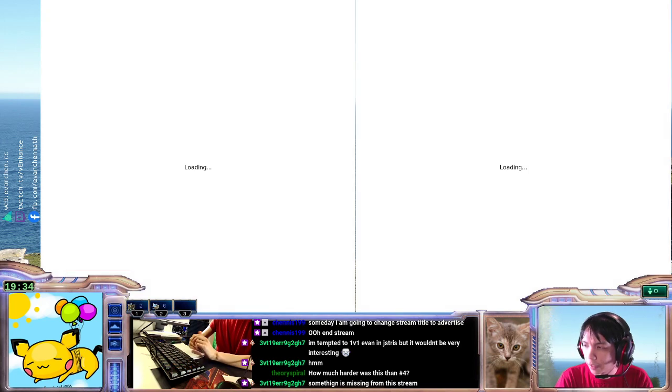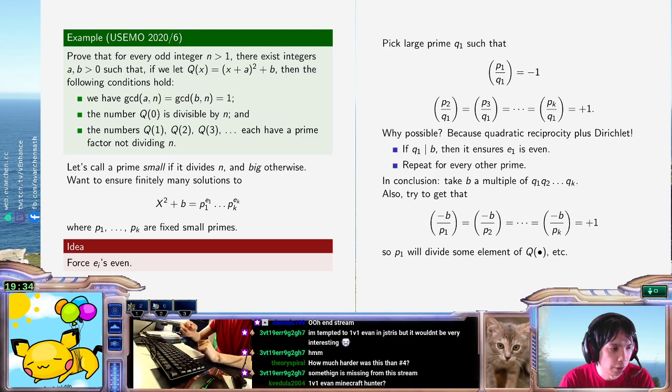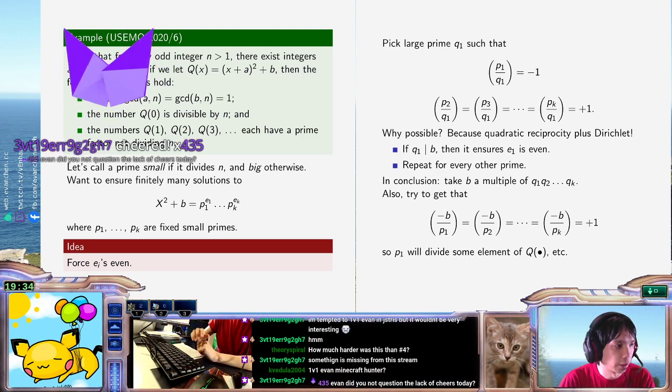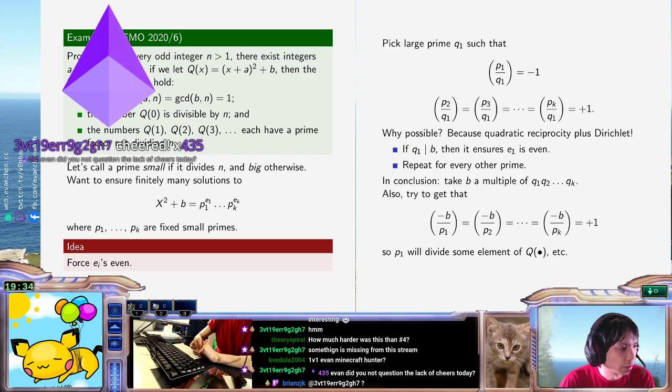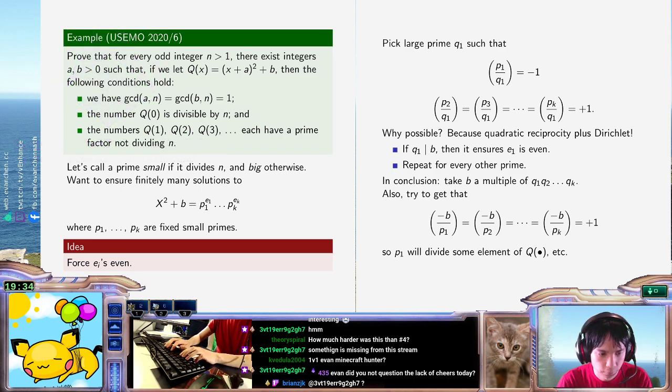So that solves the case where n is square free, and if n has powers of primes, all you have to do is use Hensel's lemma or just manually compute it in order to stack on more prime powers onto n. Thank you 3VT for the chat. That's basically it. That's all I have to say.